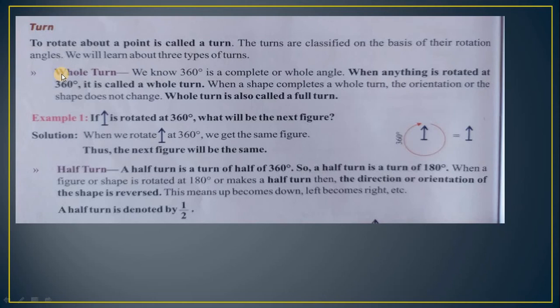One of them is the whole turn. We know 360 degree is a complete or whole turn. Complete turn means suppose someone is standing here. Suppose he is moving here, then this direction, then this direction, and again coming back to the original direction. That is 360 degree.